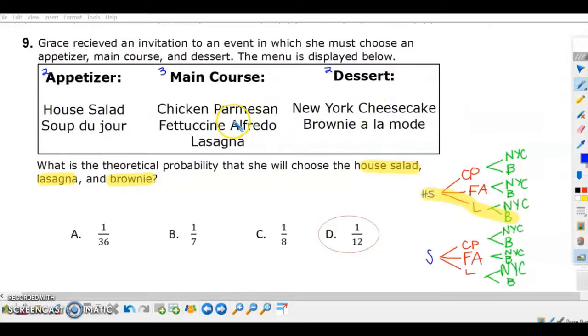Now, let's see if we can find a shortcut to get that 12 if I know that there are 2 of one item to choose from and 3 and then 2. How many branches would be on the tree instead of listing it all out like that? What could you do to get to 12? Hopefully you notice that you could do 2 times 3 times 2, and that would give you 12.